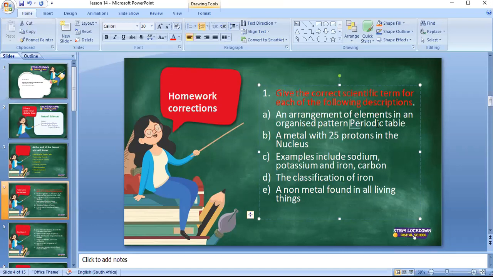I will have to highlight that so that everybody can see the answer. Yes, it is in red. A metal with 25 protons in the nucleus, Unkabetsi? Manganese. Yes, it is manganese.